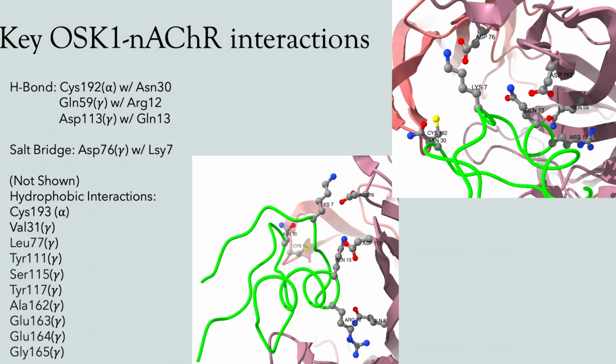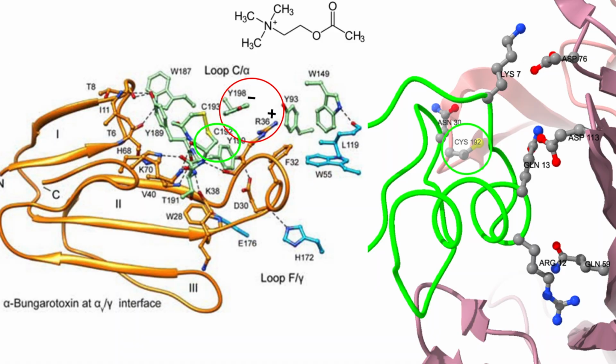And other than that, it only really binds to gamma, which, put in parentheses, is which chain these amino acids that interact with OSC1 are on. You can see that almost all of them are gammas except for cysteine 192 and 193, which is pretty interesting. Maybe even more interesting than that, something that should be noted, is that this alpha bungarotoxin uses tyrosine 198 to bind, which is circled in red here. And in green I'm circling the cysteine 192, they both bind, both alpha neurotoxins.